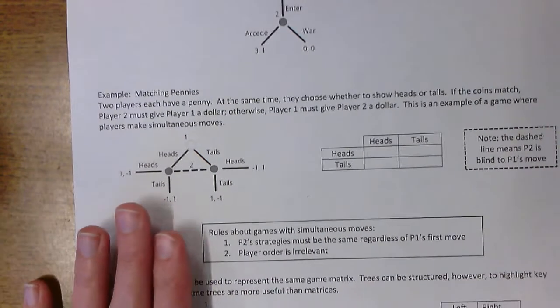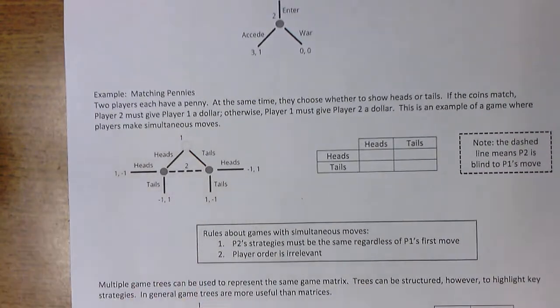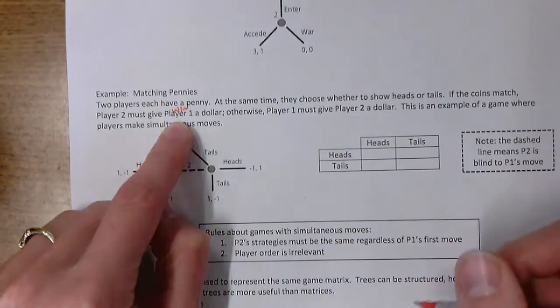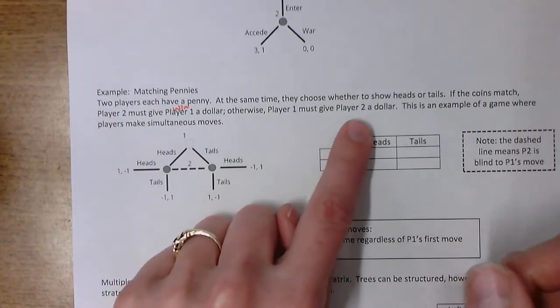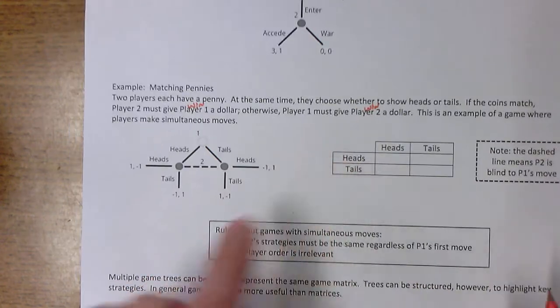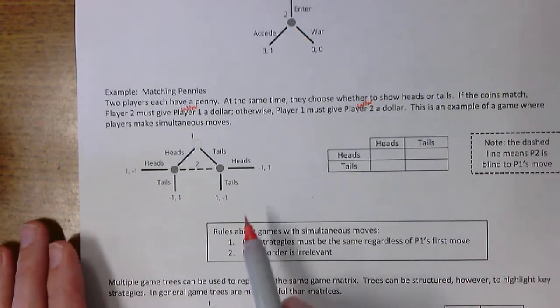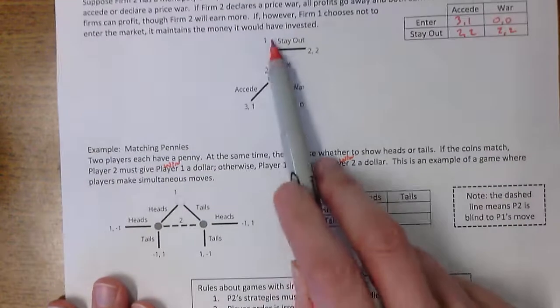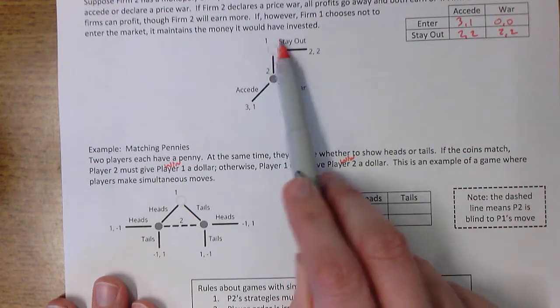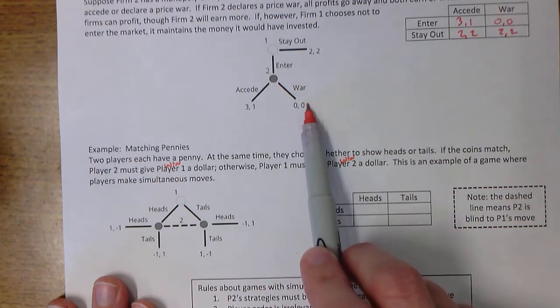Here's our matching pennies game again. We have these two players. They either choose heads or tails. If the coins match, then player 2 gives player 1 $1, aka player 1 wins. Otherwise, player 1 gives player 2 $1, aka player 2 wins. So this is a game where you make simultaneous moves. In this game, these ones are sequential. This guy makes a choice, and then once we know what they're choosing, then the next guy makes a choice.